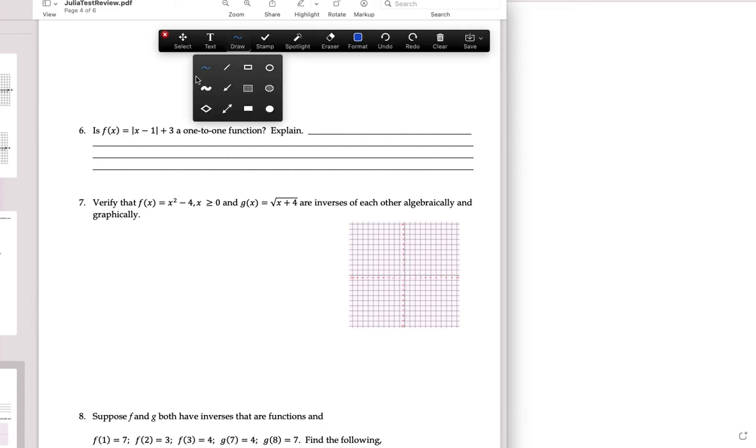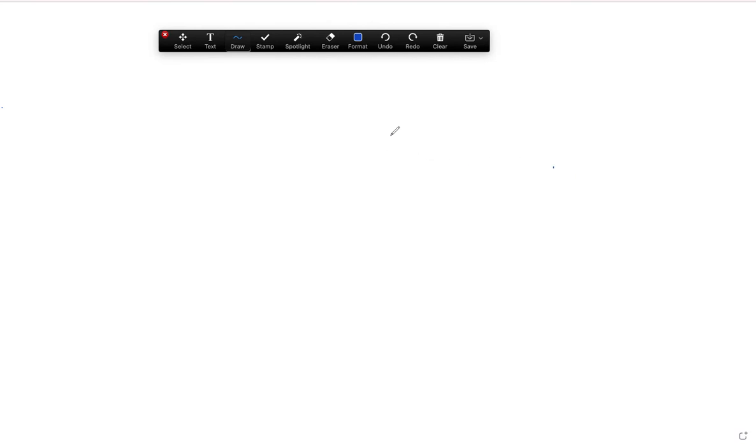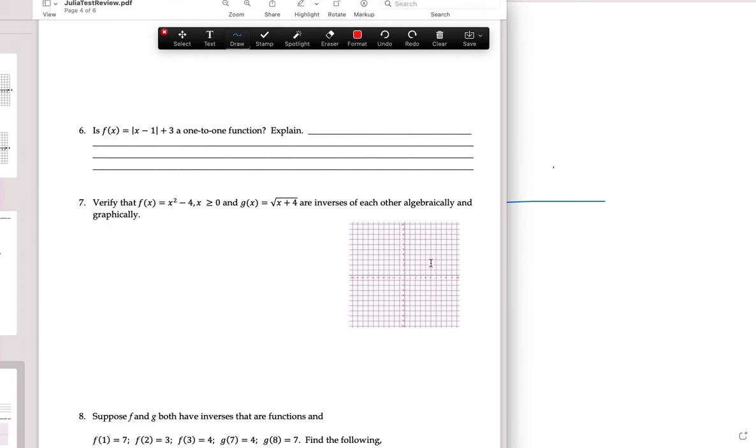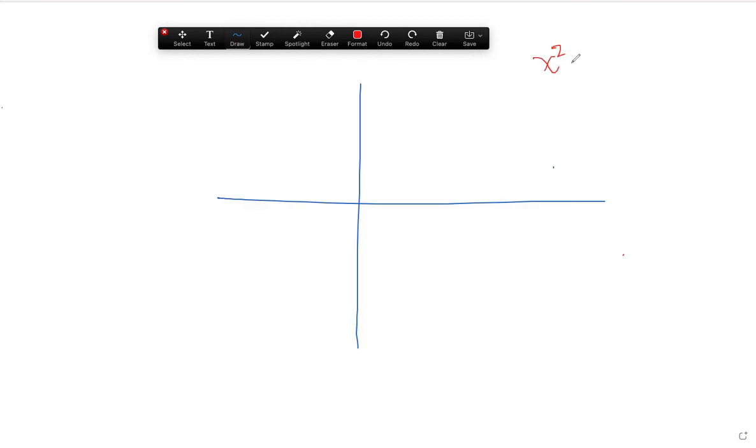Let's move on to 7. It says verify that they are inverses, because I feel you understand graphing both types of functions. I'm going to do it so that we go through it efficiently. So real quick, first, x squared minus 4. That's easy. We've graphed much harder functions. It would look like this. The parabola shifted down 4. But it says x is greater or equal to 0, so it passes the horizontal line test. So we got to get rid of that part.